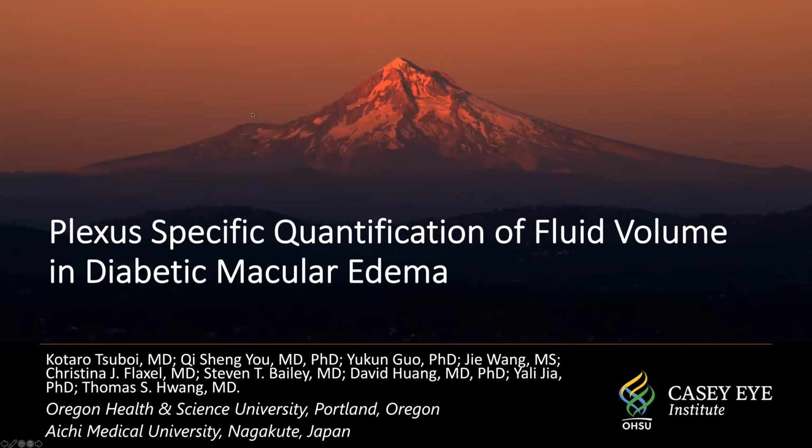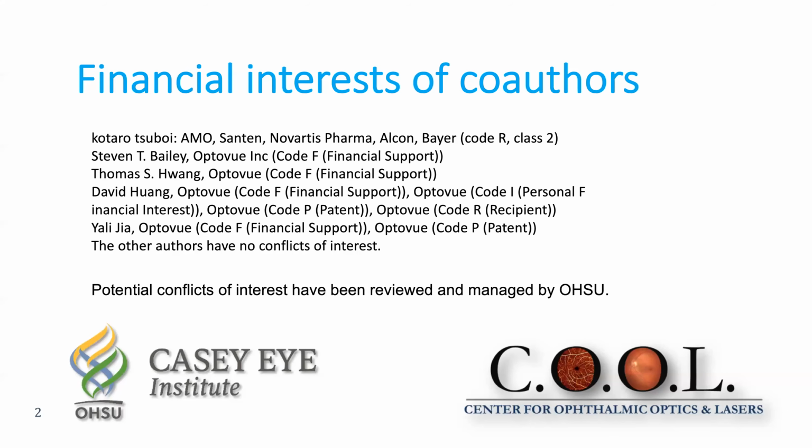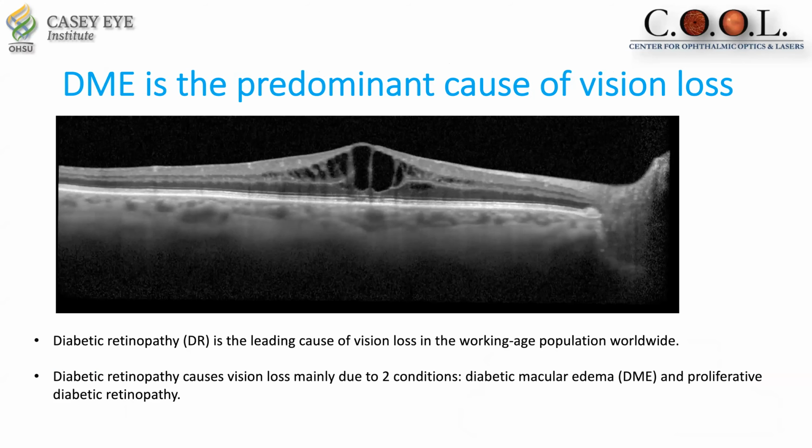Hello, everybody. Today, I'm going to talk about Plexus-specific quantification of fluid volume in diabetic macular edema. Diabetic retinopathy is the leading cause of vision loss in the working age population worldwide. Diabetic retinopathy causes vision loss due to two conditions, diabetic macular edema and proliferative diabetic retinopathy. In general, sicker retina suggests a worse visual acuity.